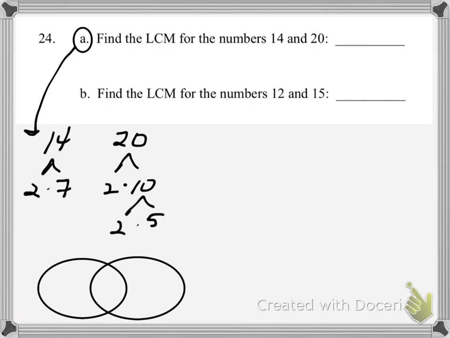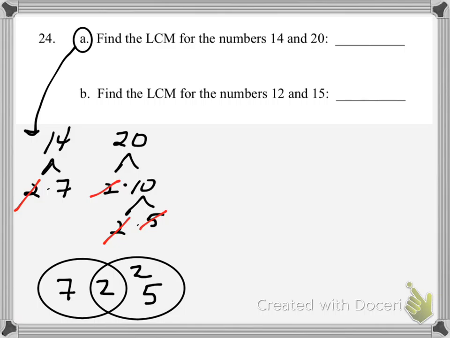So what do both of these prime factorizations have in common? Well, they both have a 2. In other words, 2 is a factor of 20, and it's also a factor of 14. So that 2 is shared by both of those. And then whatever isn't shared, whatever's left goes into that circle for 20, and then whatever's left goes into that circle for 14.